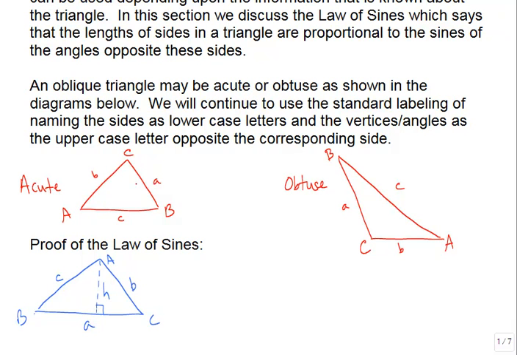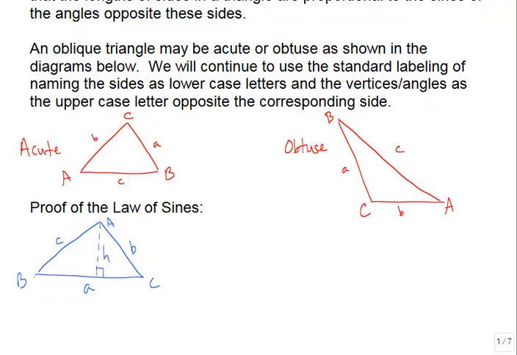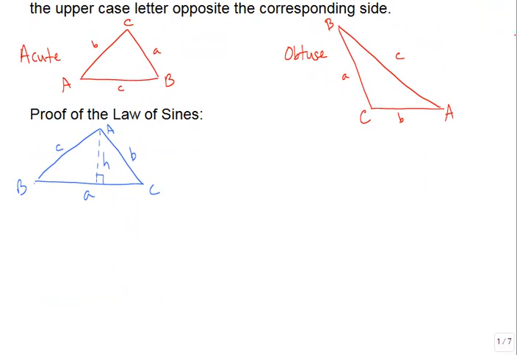So angle A and its side opposite would be little a. Angle B, side opposite little b. Angle C, side opposite little c. So you will see that notation quite often in this lecture today. Now let's prove the law of sines first before we start using it.